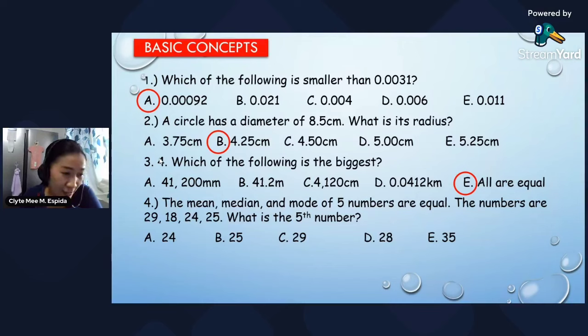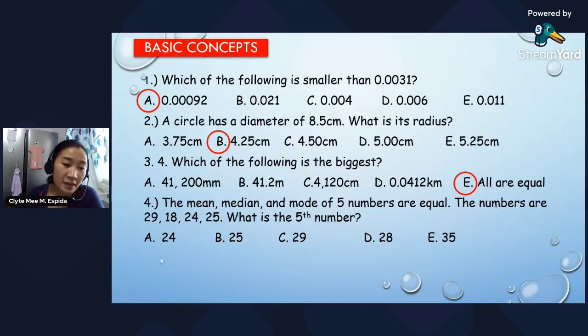Okay, sige. Uulitin ko po kung ano po ulit yung mean, mode, at median. Pag sinabi nating mode, ito po yung number na paulit-ulit sa set of data natin. So let's have 29, 18, 24, 25. So ano po ba yung number na umuulit? That is mode.